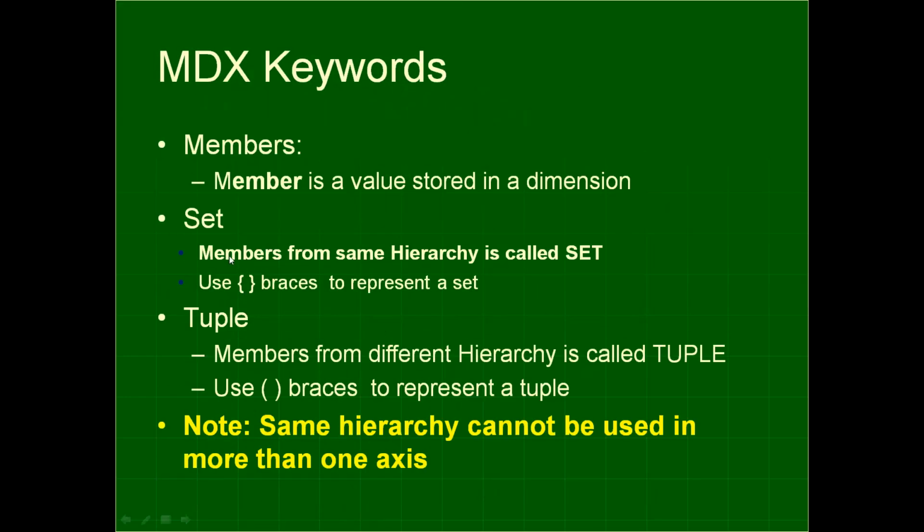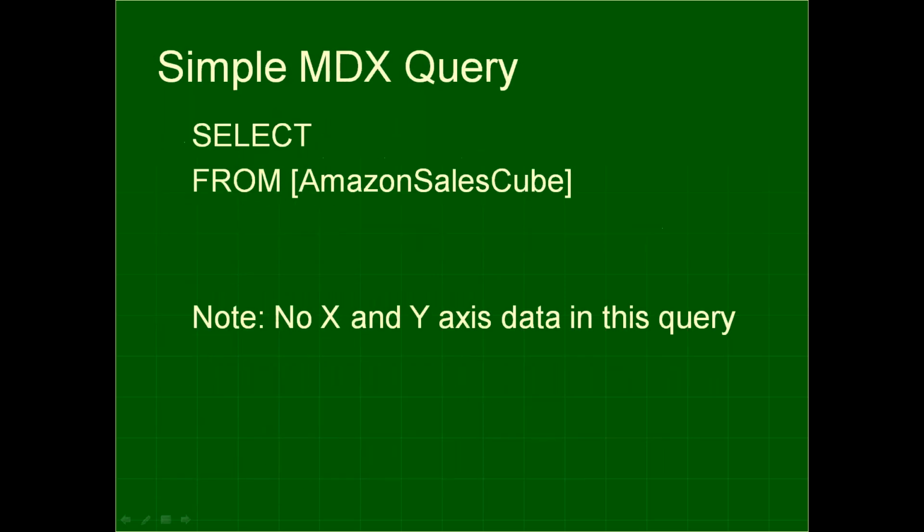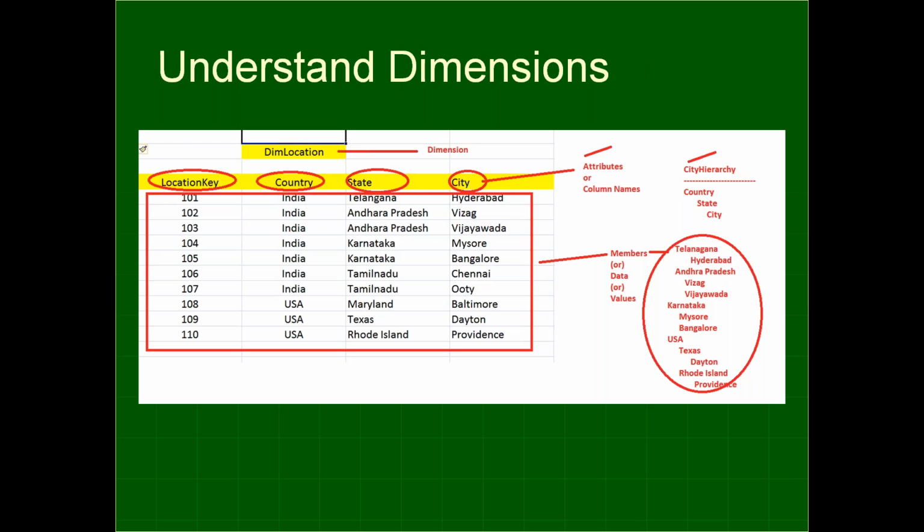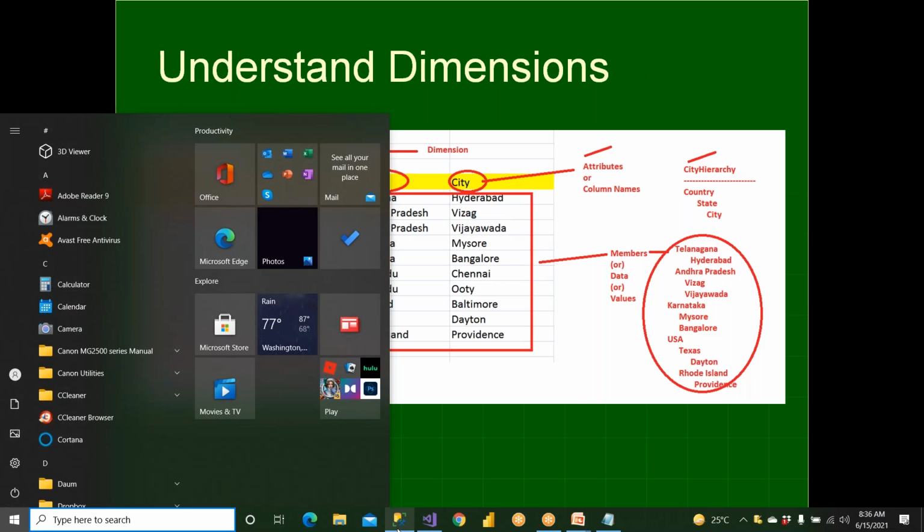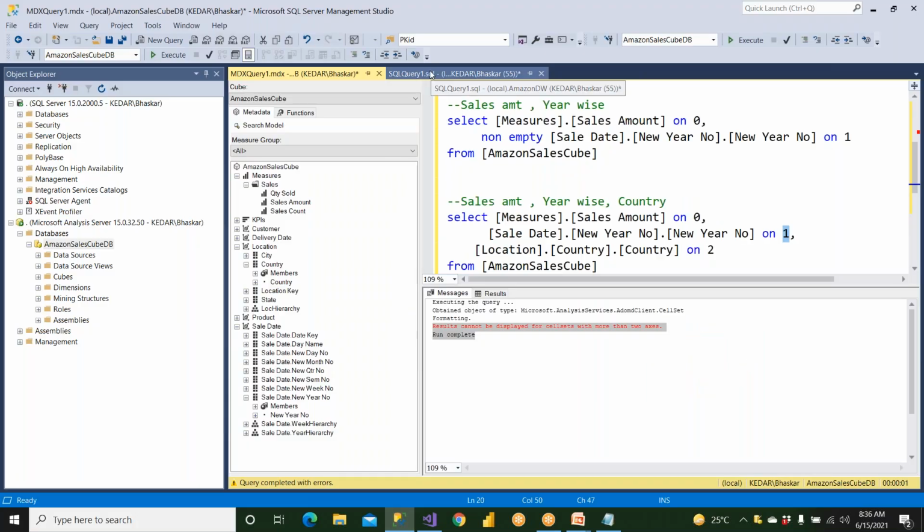So what is a set? What is a tuple? What is a member? That is what we're going to understand now. So what is a member? Member means, let me tell you, this is my table. So what is a table? I'll show you. Let me go to my data warehouse. I'll show you some tables.